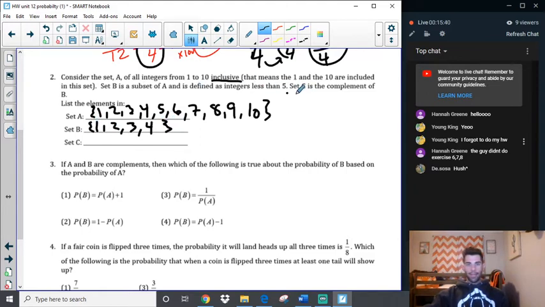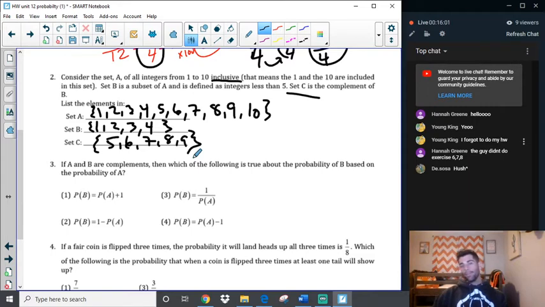Then it says C is the complement of B. Well, again, to do complement, just take everyone who is left. So 1, 2, 3, 4, you don't want, so who's left? 5, 6, 7, 8, and 9. And there you go. That's how you do number 2.